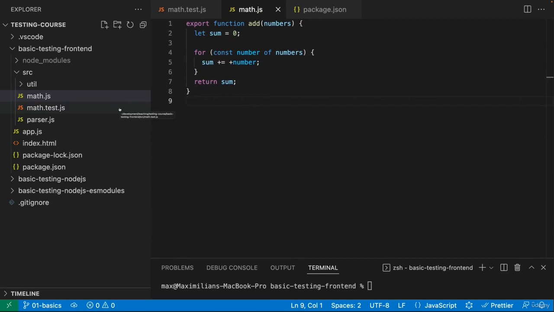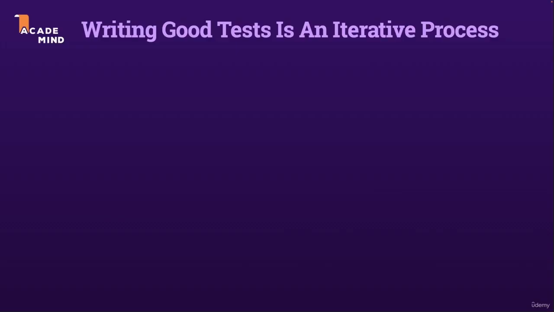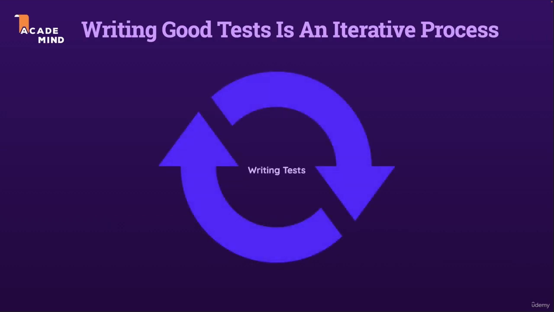Well, generally, this answer is impossible to answer because that depends on you and your expectations. You want to, of course, be pretty thorough. You want to think about a lot of different scenarios that could occur and write appropriate tests. But ultimately, writing good tests is an iterative process, which means you write your tests and then you continue working on your code.